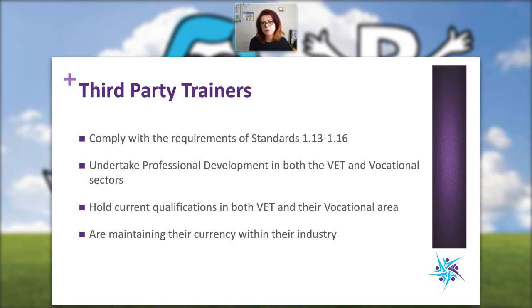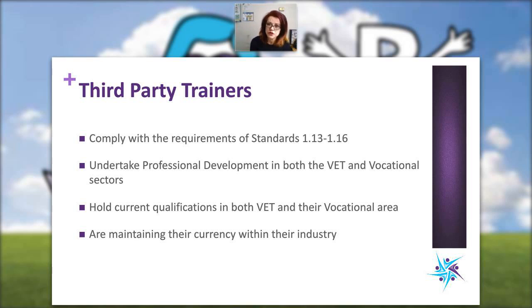But if you have a third-party training organisation delivering training and assessment on your behalf, they have trainers and assessors that are working for them to deliver the training and assessment. They also have to comply with standards 1.13 to 1.16, which are the standards for your trainers and assessors. They are also required to undertake professional development in both the VET and the vocational sectors that they're delivering their training and assessment. So they should be current with their Certificate IV in Training and Assessment.